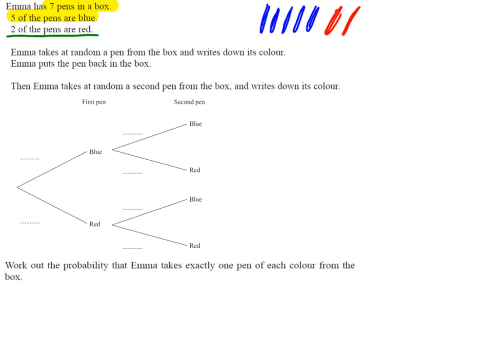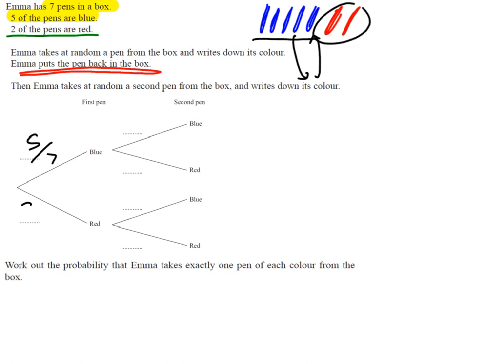Emma takes, at random, a pen from a box and writes down its colour. She puts the pen back in the box. Important bit here. So what we're doing, we take one out, look at it, put it back. Okay? So there's always going to be 7 pens in the mix. Right, the probability that she gets blue at first is 5 out of 7 pens. Probability that she gets red at first is 2 out of 7 pens. Because we put it back again, because we replace, it's going to be the same probabilities for blue and red again. Okay, so that's a nice couple of marks for filling it in.